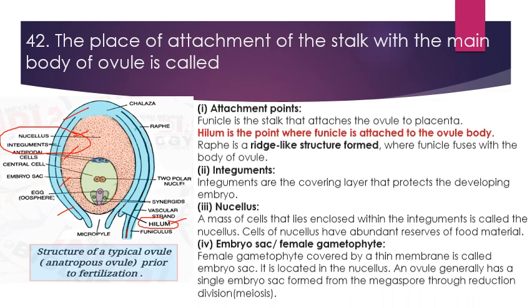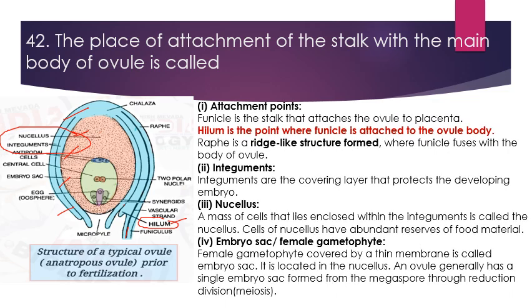So we have different parts of the ovule, like some attachment points. First is the funicle. Funicle is a stalk-like structure that attaches the ovule to the placenta. Then next is hilum. This is the structure where the funicle is attached to the ovule body. So this was the question which was asked: the place of attachment of stalk with the main body of ovule is called hilum.